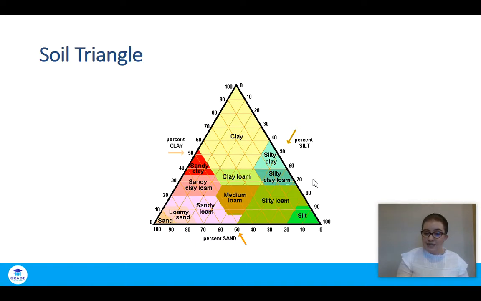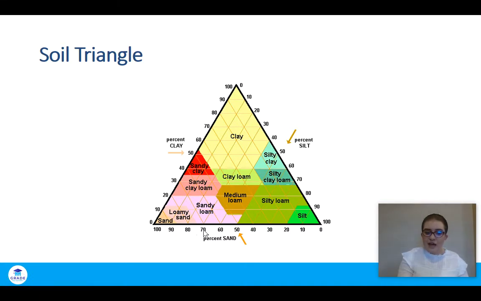And again, do this in pencil, just in case you make a mistake. We'll come up to our silt, and our silt 30 is up here, and for the silt, you can see the way the arrow's going, it's kind of going down at a diagonal. So what we're going to do is get my ruler, place it here at the 30 mark, and draw a line down there, straight down there.